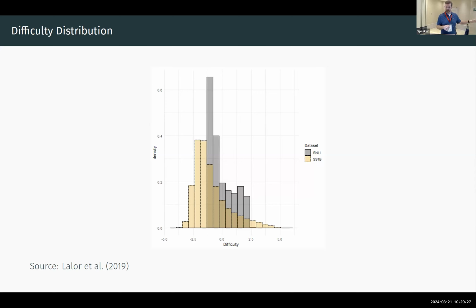For our two data sets, they're roughly normally distributed. You can see the sentiment analysis data set, SSTB, is a little easier than SNLI because we've got the peak of that distribution shifted left. So overall, you could say that task is a little easier than SNLI based on the distribution of difficulties of the items in there.